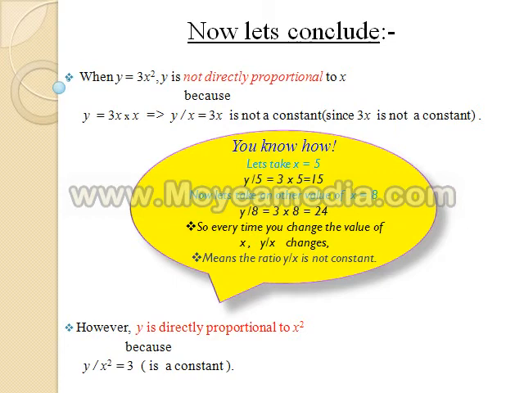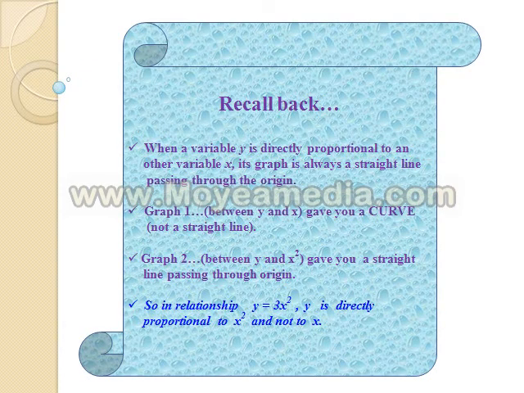So we can say that y is directly proportional to x square and is not directly proportional to x. Look at the bottom with the blue color. That's the result here. And we have seen already in graph 1, which was drawn between y and x, it gives us a curve, not a straight line, while graph 2, which was drawn between y and x square, gave us a straight line passing through the origin.